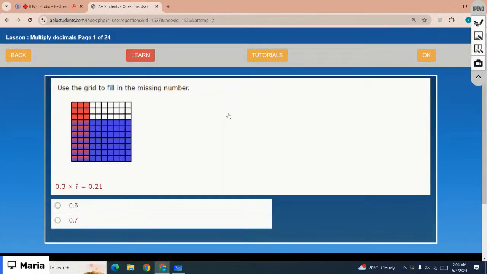Use the grid to fill in the missing number. So which number is missing? The first one is 1, 2, 3, that is 0.3, which is already there. The second one is 1, 2, 3, 4, 5, 6, 7, which represents 0.7, because 0.3 times 0.7 equals 0.21. Got it? That is 0.21. Option number 2 is the correct option.